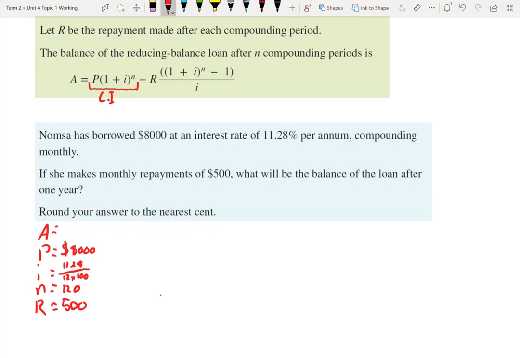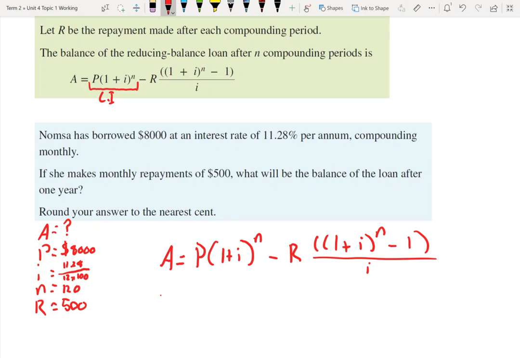Okay, so what will be the balance of the loan after 1 year? Let's just shove everything into our equation. A is a question mark, so we're just going to leave that as is. I'm going to write out the full formula to start with and then just substitute into it. A equals P, (1 plus I) to the power of N minus R, double bracket, (1 plus I) to the power of N minus 1, close bracket, divided by I. And if you're not sure, just remember that between that R and that fraction there is a multiply sign.